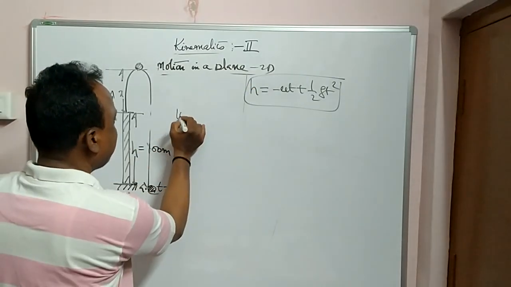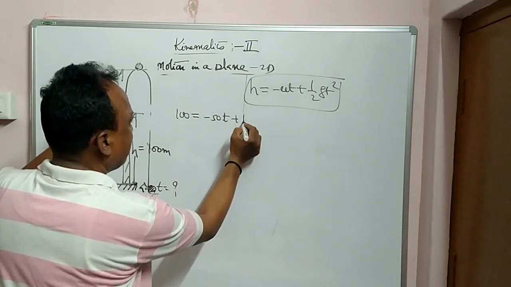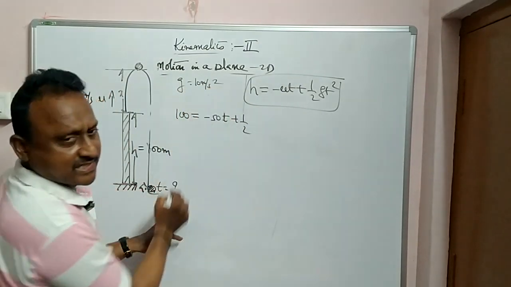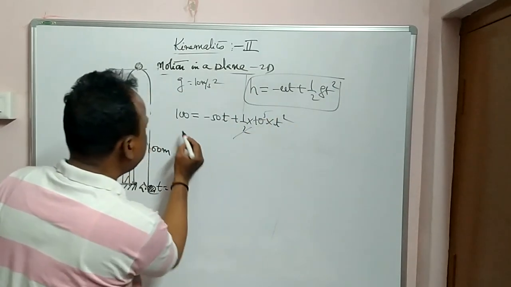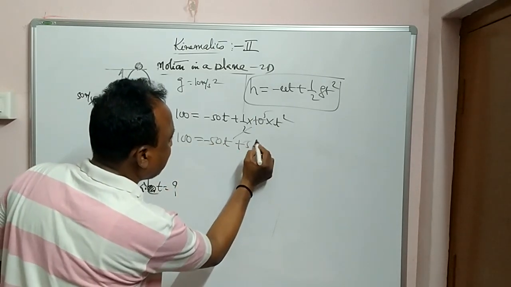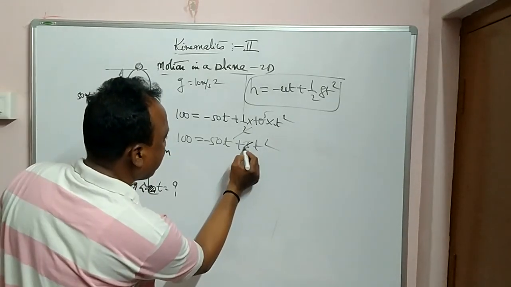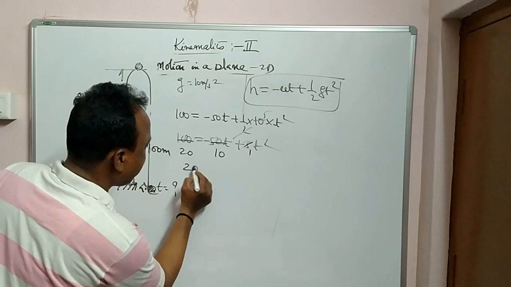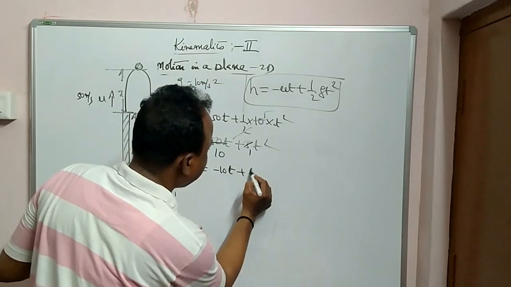What is the h value given? 100 is equal to minus ut, that means 50t, plus 1 by 2. Here in this case you can take g is equal to 10 meter per second square, acceleration due to gravity, into 10 into t whole square, 2 fives are 10. So here you can see 100 is equal to minus 50t plus 5t square. Again you can cancel throughout with 5: 5 ones are 5, 5 tens are 50, 5 twenties are 100. So finally the equation is 20 is equal to minus 10t plus t square.